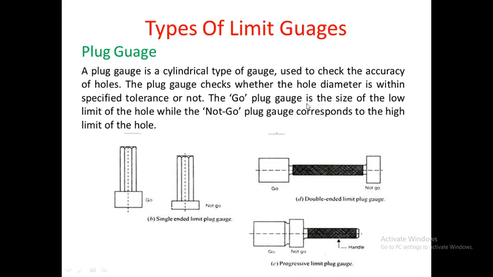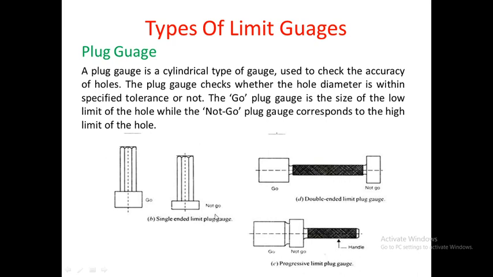The go plug gauge is the size of the low limit of the hole, whereas the no go plug gauge corresponds to the high limit of the hole. This is in accordance with the condition that the go gauge is always used to check the maximum material condition. The maximum material condition for a hole occurs when the size of the hole is smallest. No go is always used to check the minimum material condition. The minimum material condition for a hole will occur when the size of the hole is maximum. So no go corresponds to the high limit of the hole.